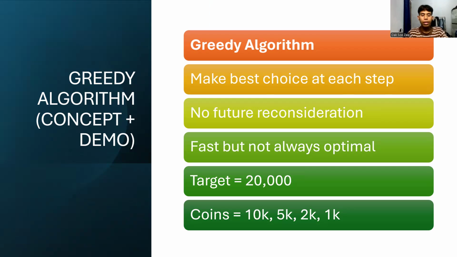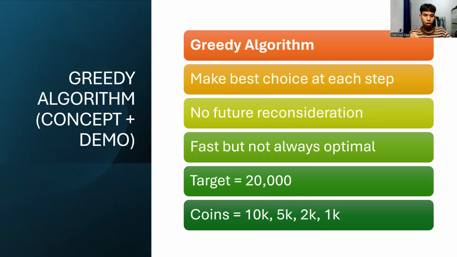So the next one is the greedy algorithm. A greedy algorithm makes the best choice at the current step without thinking about the future. And humans use greedy algorithms all the time. For example, choosing the faster route to class because you're late. So you do not check all possible routes. You choose the one that looks faster at that moment. So that is a greedy decision.